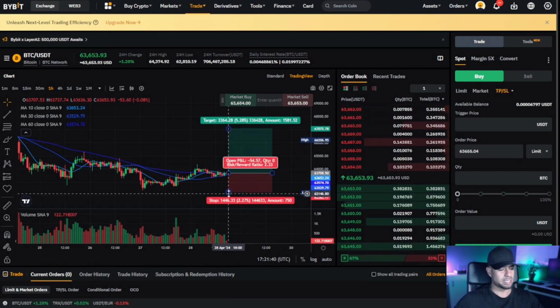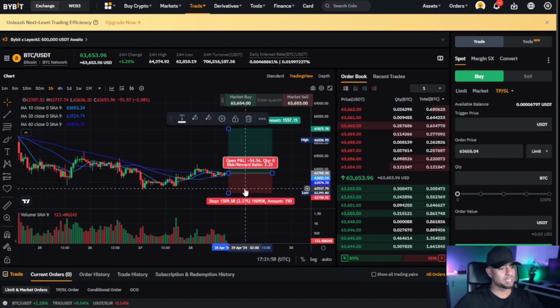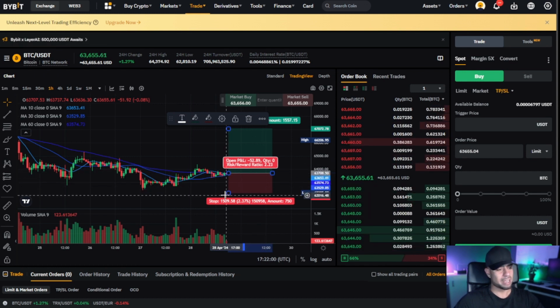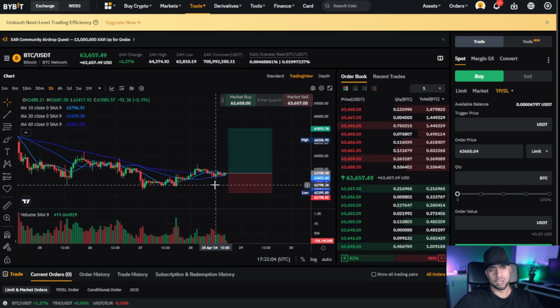Your stop loss is to protect yourself from losing too much in the market. So let's say you don't want to go lower than 62,000. Then you put your stop loss at 62,000, and if the market goes in the wrong direction and passes 62,000, then boom, you're out of the market with the loss according to your risk management profile.